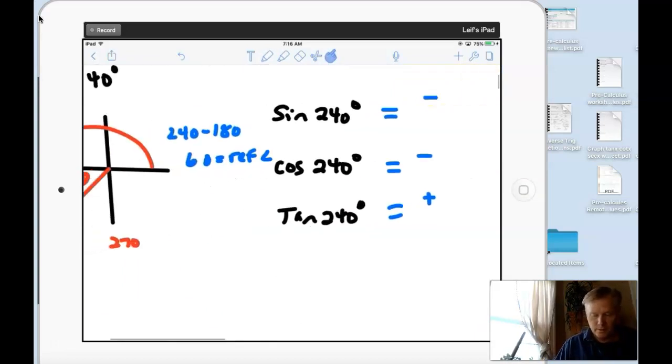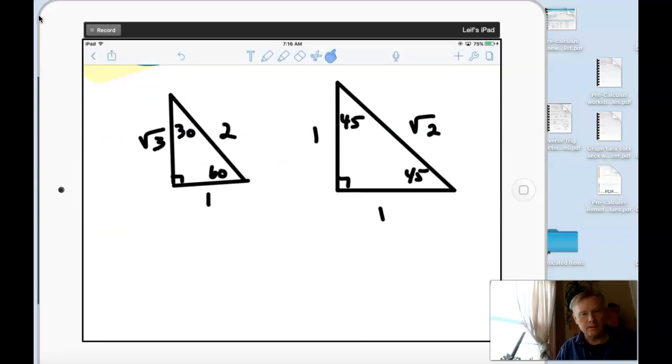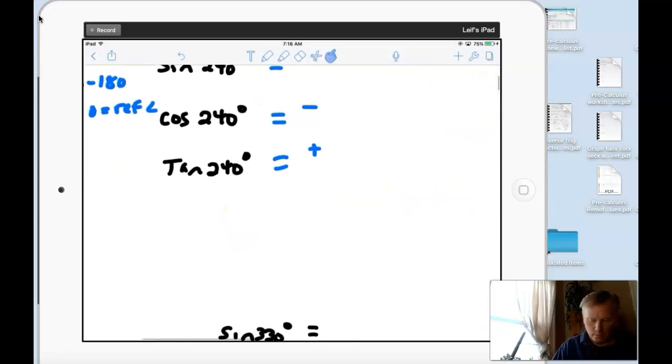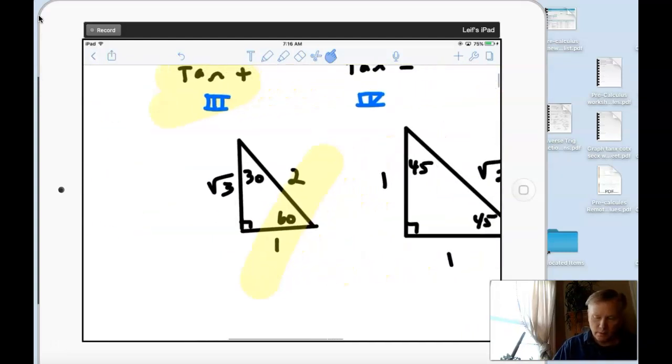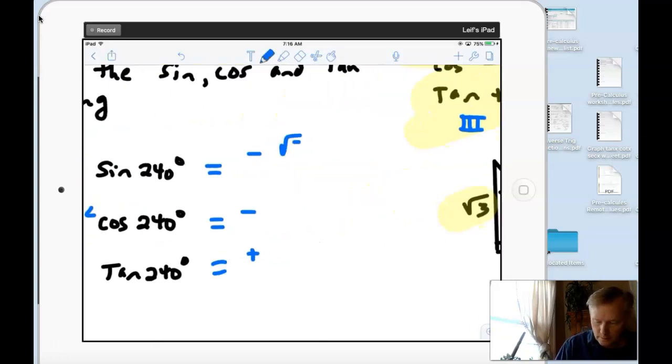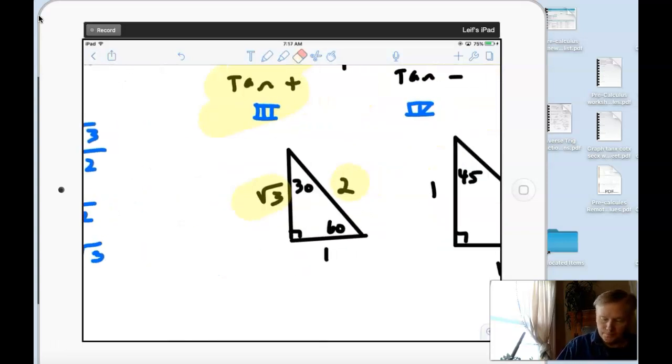Now, since it's a 60-degree reference angle, we're back to the 30-60-90 triangle. Sine would be the opposite over the hypotenuse, which would be, 60 degrees, not 30 degrees. Got the wrong one. So opposite the 60 degrees is the square root of 3 over 2. So that's the sine. Cosine would be the adjacent over the hypotenuse, which would give me 1 over 2. And the tangent would give me square root of 3 over 1, which is square root of 3. So those are my answers.